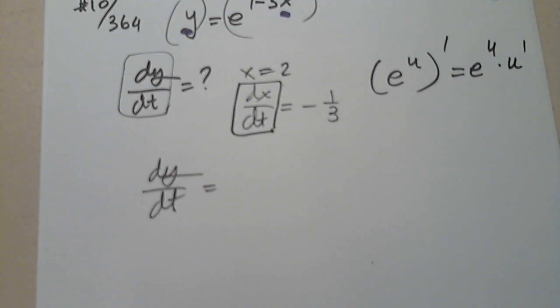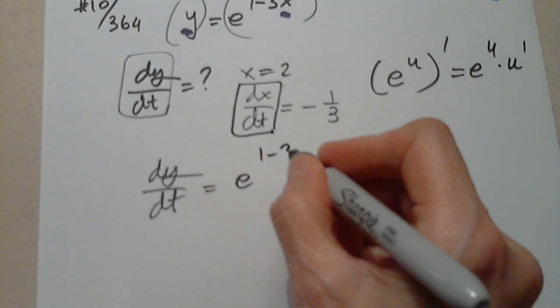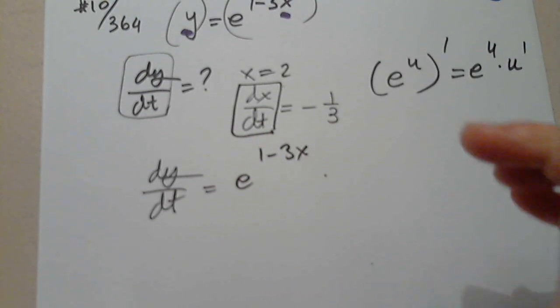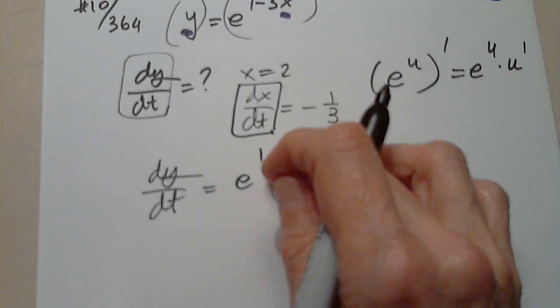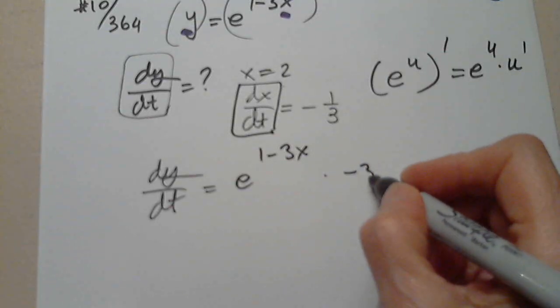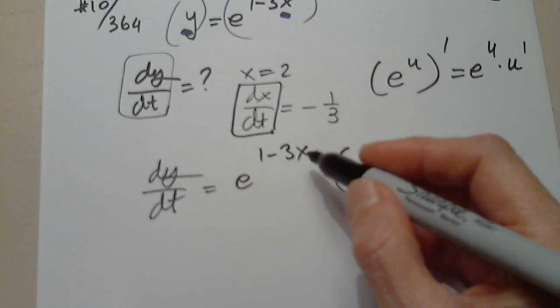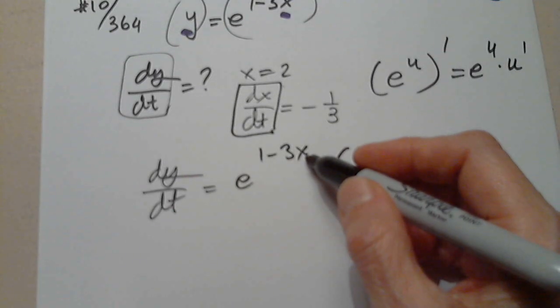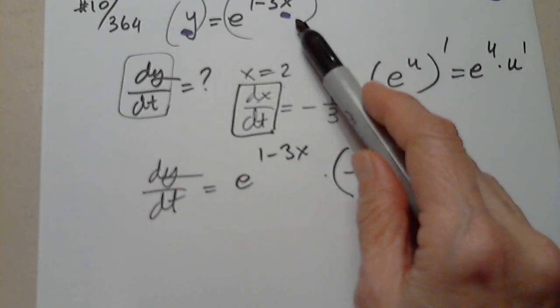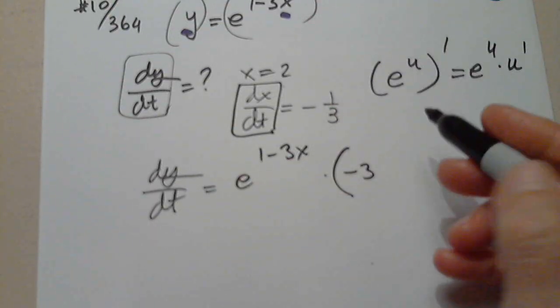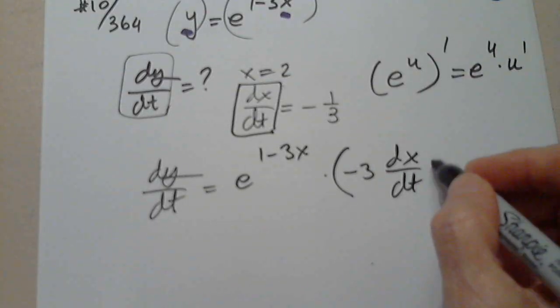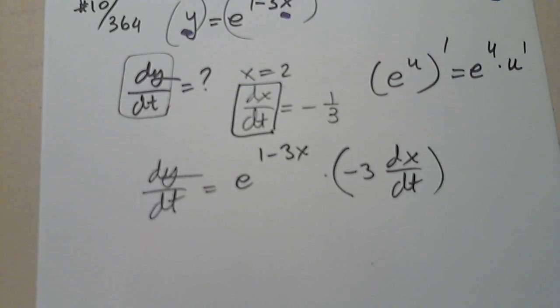Good. So then I have e to 1 minus 3x times the inner function prime. 1 prime is 0. Negative 3 is negative 3. But when I get to differentiating x, that's why I put a dot underneath to remind me that this is a function. X is a function. So when I differentiate x, I get dx over dt.